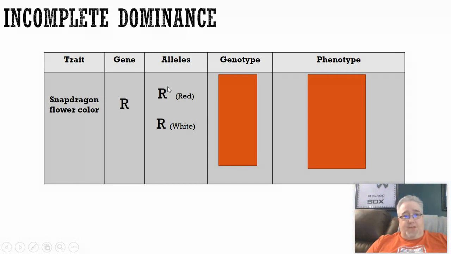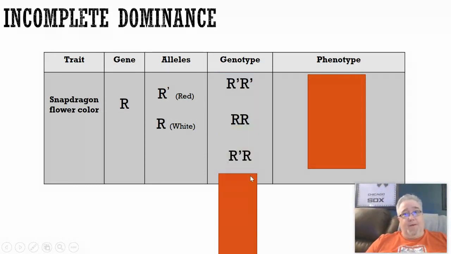We use that to distinguish between the two different alleles for this trait, because in snapdragons there are two different colored flowers: red flowers and white flowers. For red, we're going to use the R prime symbol, whereas for white, we're just going to use the R symbol. That's a little bit confusing, but it won't be after we do this.